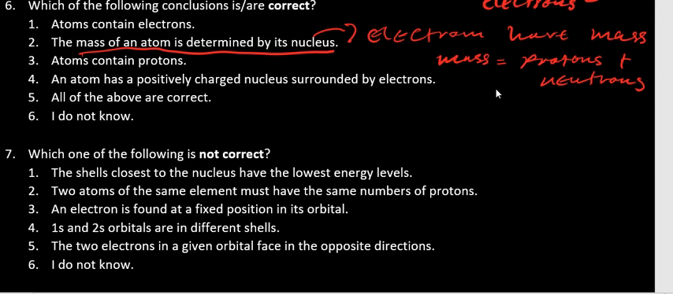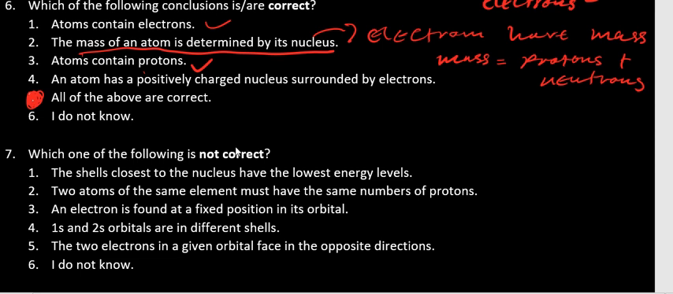So the mass of an atom is much concentrated on the protons and neutrons, which make up the nucleons, which are part of the nucleus. So atoms contain protons, which is correct. That is correct. So I can't go further. Automatically we can say the answer there is all of the above.